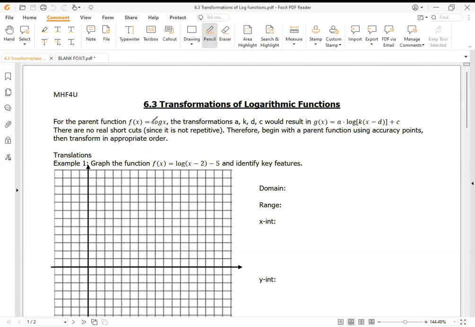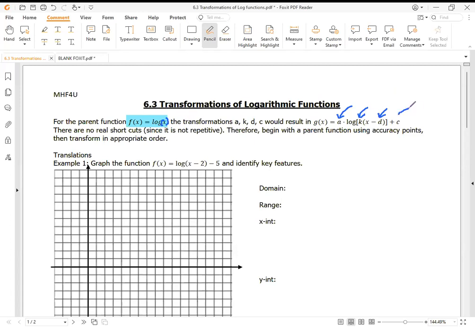Transformations. For the parent function log of x, AKDC still applies, and it looks like this. A is multiplying outside the log. K and D change inside the log. It's just like logarithm. You could think about it as sine, cosine, tangent. Logarithm is a function. Whatever is inside is not something you can remove just because you want to. It's stuck to the logarithm. It's within the logarithm. Okay?